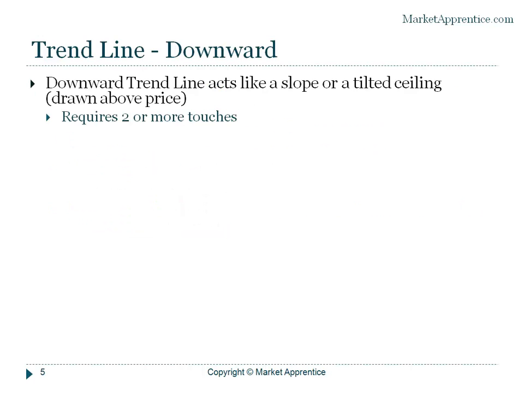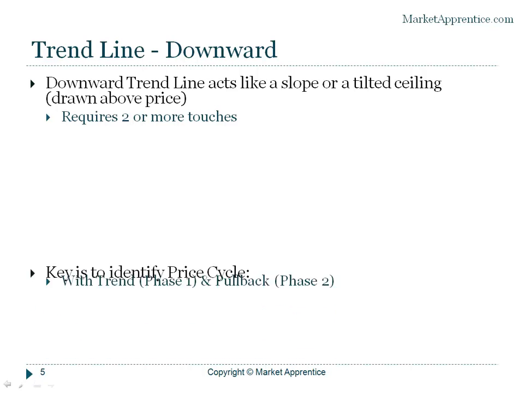So let's begin. A downward trend line acts like a slope or a tilted ceiling. In other words, you need to make sure that the trend line is drawn above price. We need 2 or more touches.